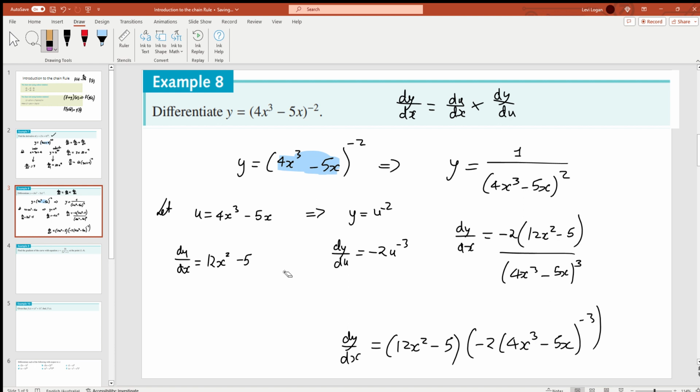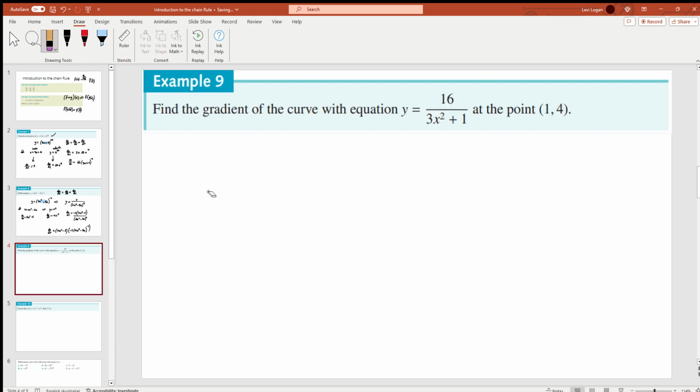Okay, let's move on to the next example. Okay, so find the gradient of the curve y equals 16 over 3x squared plus 1 at the point 1, 4. Okay. So pretty much we've got to differentiate it and then substitute our x value. So we have y equals 16 over 3x squared plus 1. And what we've got to do is differentiate that.